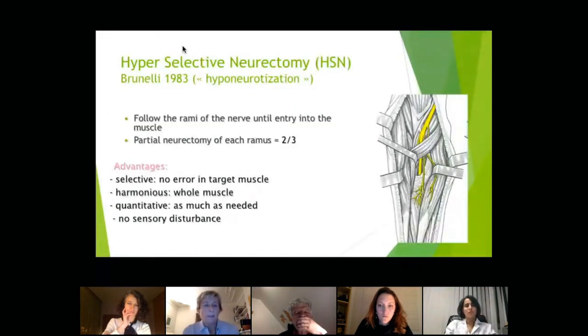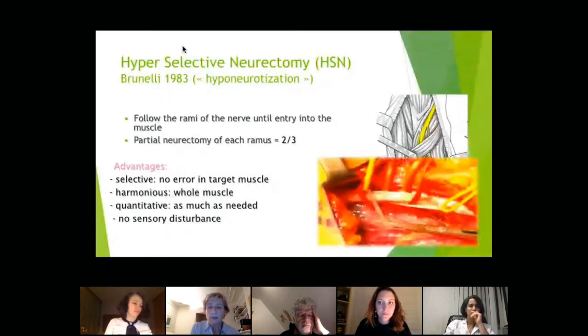On the other hand, hyperselective neurectomy, which was popularized by Brunelli, an Italian surgeon, consists in following the rami of the nerve until they enter into the muscle. And at this level, there is a partial neurectomy of each little ramus. The advantages of the technique is that it's absolutely selective. There cannot be any error in the target muscle. They are also harmonious. We can do neurectomy on each branch of the muscle, and there is no sensory disturbance.